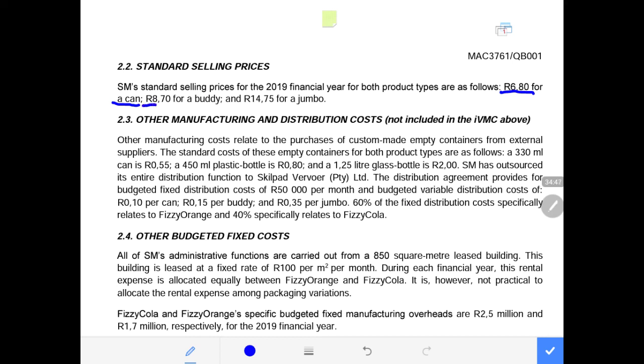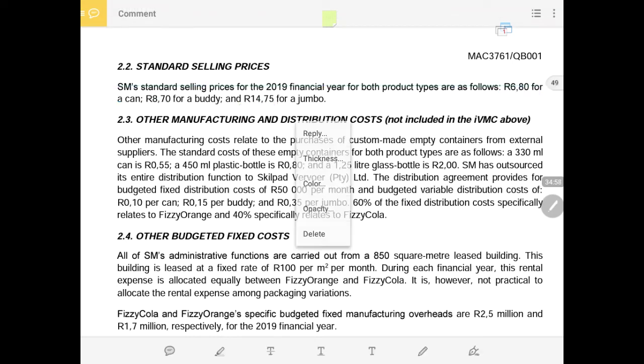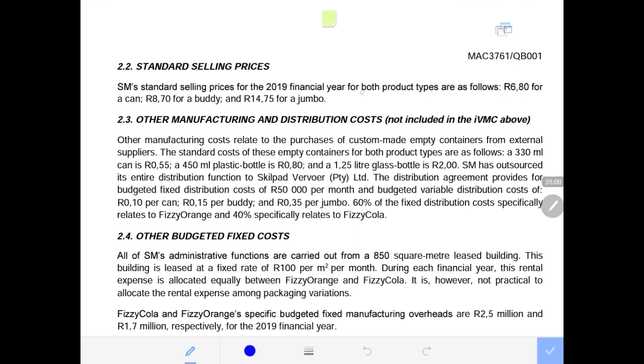And a bottle of fizzy cola is 8.70, and also for the fizzy orange, and 14.75 rand for the jumbo. Both of the product types, as they have mentioned to us, will sell at the same price. But it's not always the case that two product types will have the same price, because the product variation is the same in terms of kgs or meters or milliliters. So now we are happy that we do have the selling price.